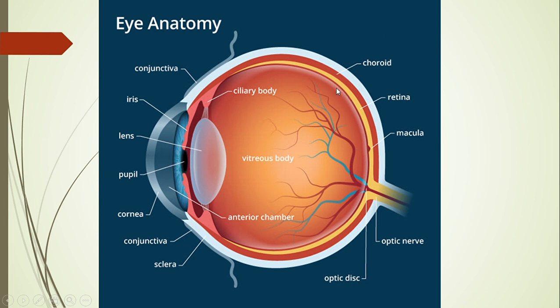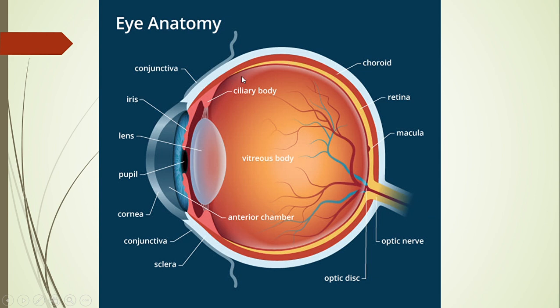The innermost layer is the retina. The retina again has two layers: an outer pigmented layer and an inner sensory layer. From the nerve endings of the sensory layer, ganglion cells can be seen. From the ganglia, the fibers arise and pass through a region named the optic disc to form the optic nerve fibers.